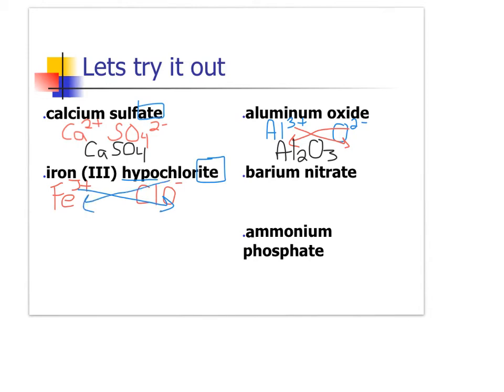I have an iron with the 1 there, but I don't have to write the 1 because just writing Fe indicates that I have one of them there. But I am going to have more than one polyatomic ion. I need to put the whole thing in parentheses. And so I put ClO in parentheses. Outside of that, I write the 3.